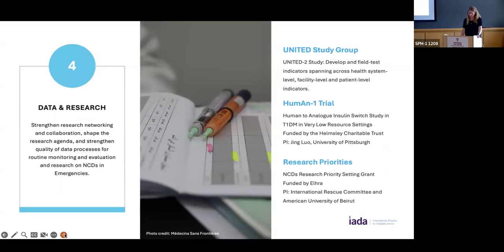This is the diagnostics work I just talked about, and then data and research. One of the things, as I mentioned earlier, is the United 2 study, developing just a very small set of indicators that these organizations can collect at baseline that are similar across organizations, so that we can start to look at this and see progress made, or what the needs are, et cetera. So we're working on that with 10 different organizations.